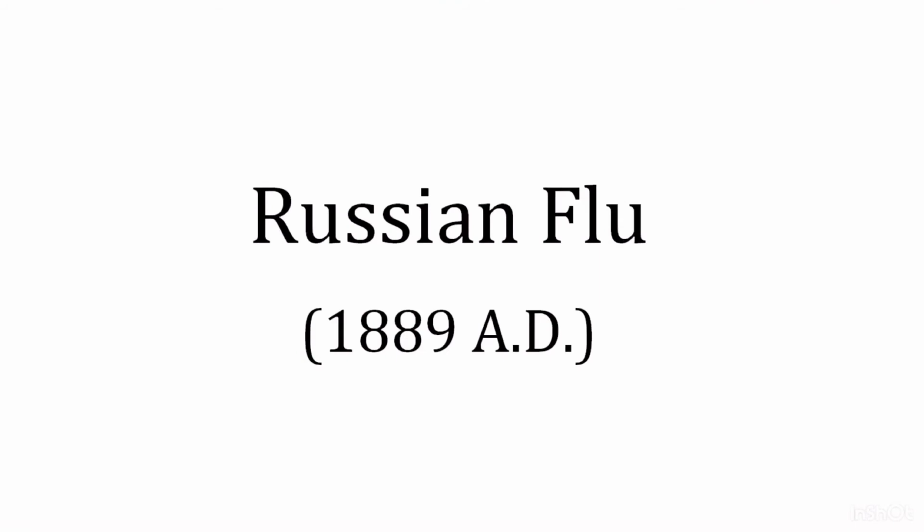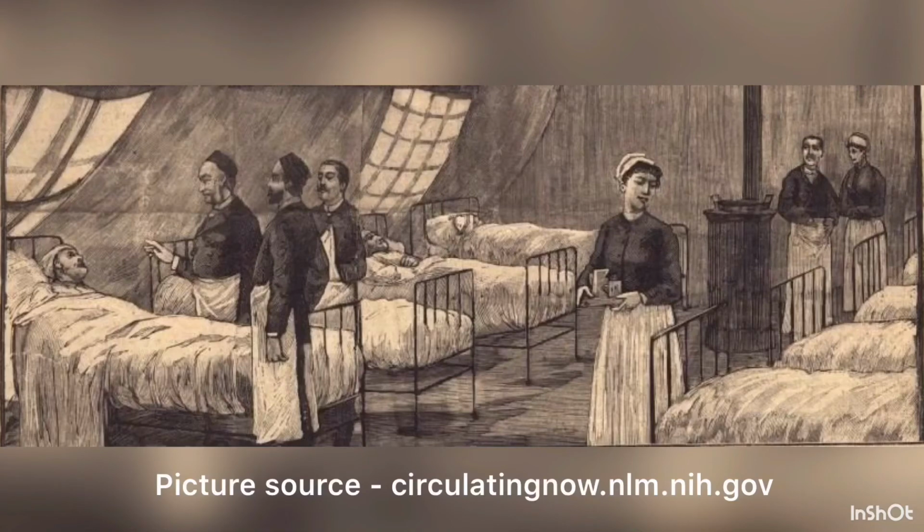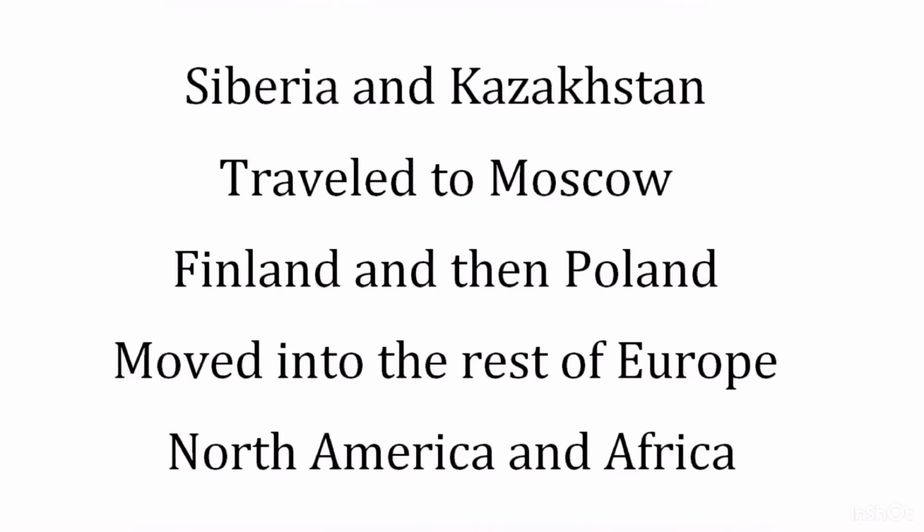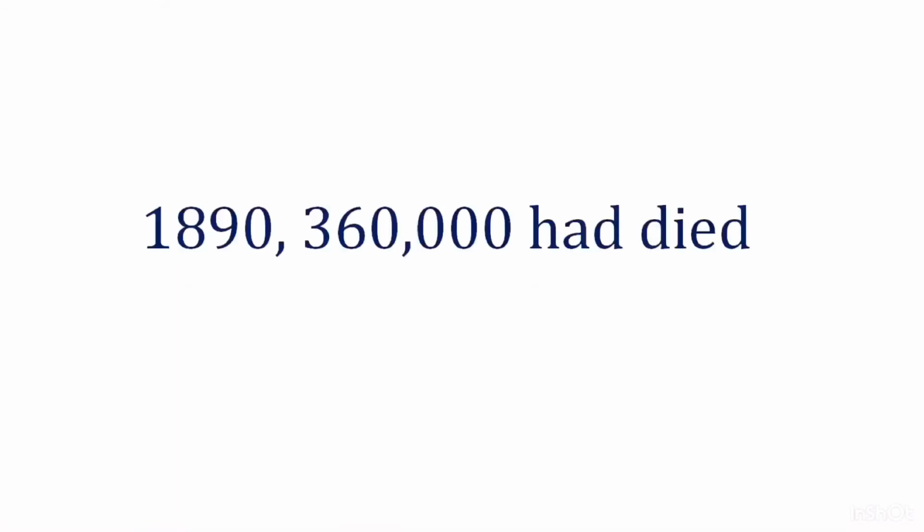Here comes the Russian flu. The flu pandemic started in Siberia and Kazakhstan, traveled to Moscow and then into Finland and then Poland, where it moved into the rest of Europe. Then it reached North America and Africa. By the end, this many people had died.